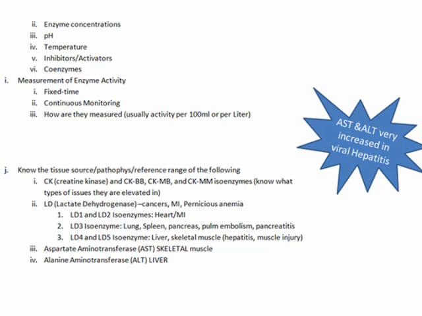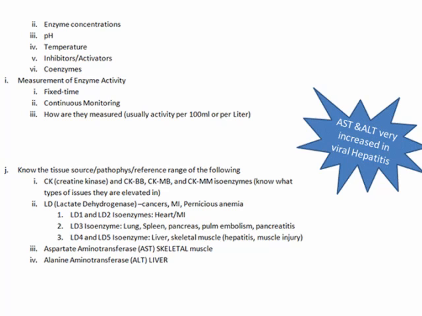A couple other ones that are very popular are the AST, or aspartate aminotransferase, and the ALT. AST used to be called SGOT as well. That one is found in the liver and skeletal muscle. I always tell students that the S and skeletal kind of go together. That one you'll find in some heart issues, some muscular issues, as well as the liver.